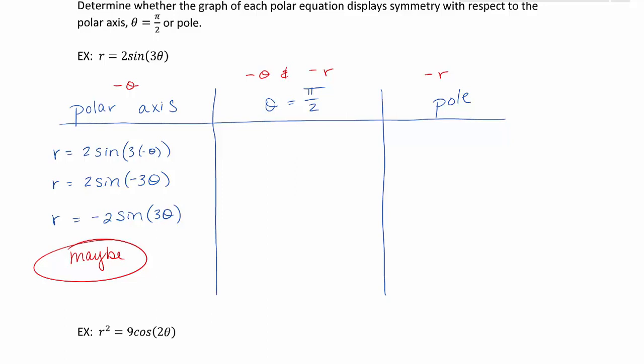Next, we're testing for symmetry with respect to the line theta equals pi over 2. We're going to replace both theta and r with its opposite. So this will be negative 3 theta. We'll use our negative angle identity again and take the negative out of the argument of the sine and put it out in front.